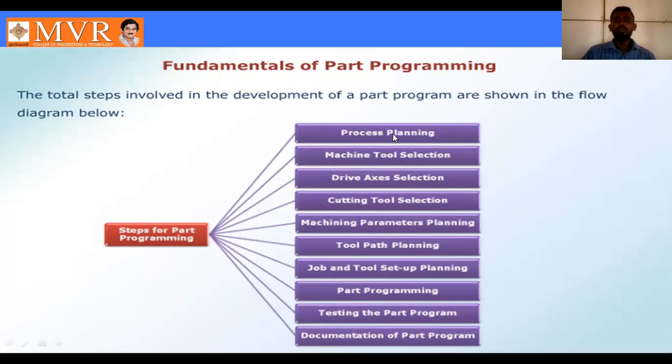See here, first one is process planning. Second one is machine tool selection. Third one is drive axis selection. Then cutting tool selection, machining parameters planning, tool path planning, job and tool setup planning, path programming, testing the path programming, and the last one is documentation of the path programming. So these are the step by step of the path programming.